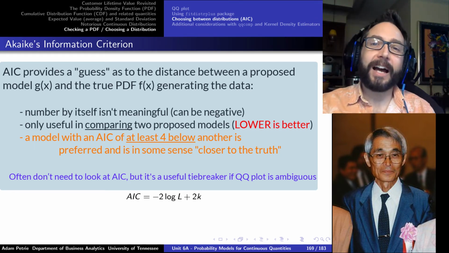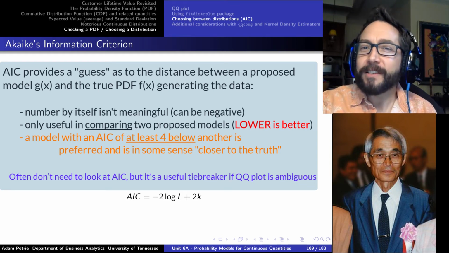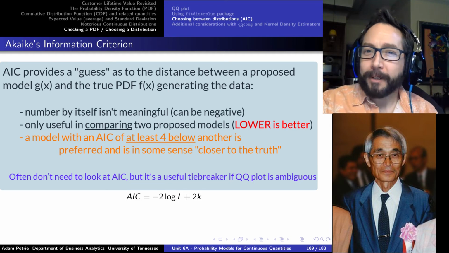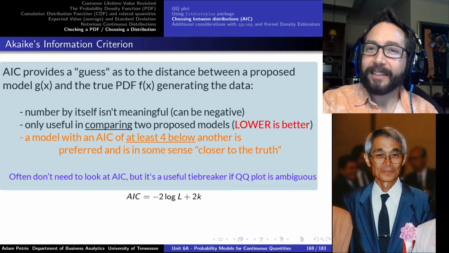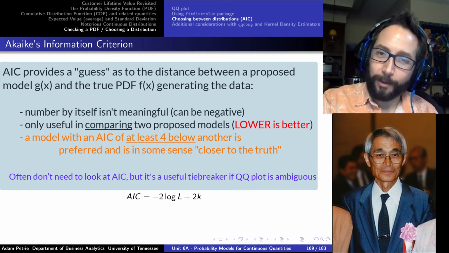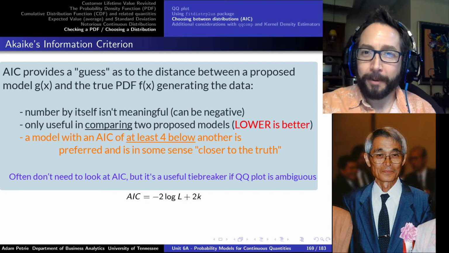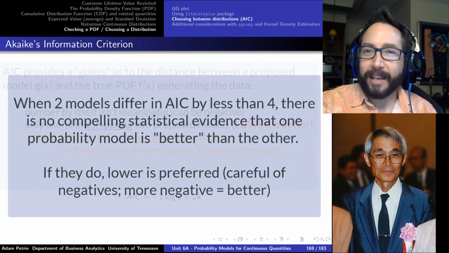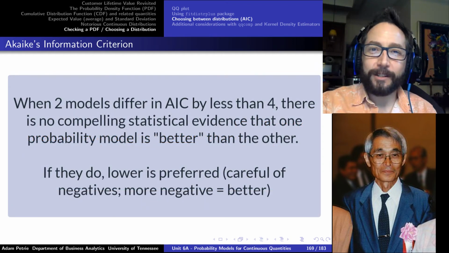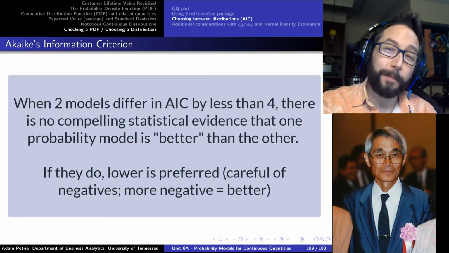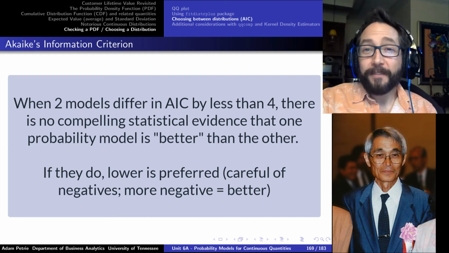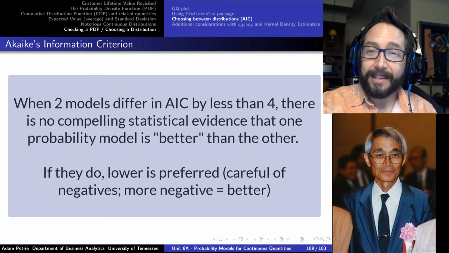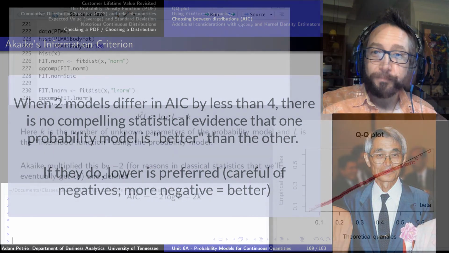I like using the guideline that in order to be a convincing front runner for the best probability model, that probability model has to have an AIC that is at least 4 below the AIC of the runner-up. So I usually like to say that differences in AIC of less than 4 don't really provide us with compelling evidence that one probability model is better than the other. But if it is bigger than 4, well, that's pretty good evidence that the model with the lower AIC is going to be the better choice.